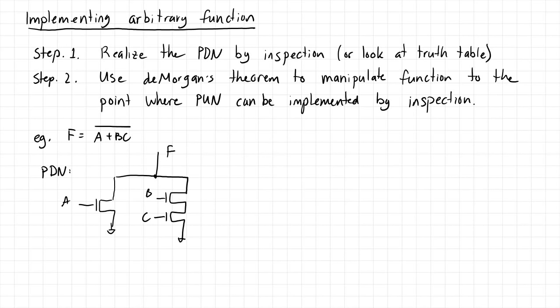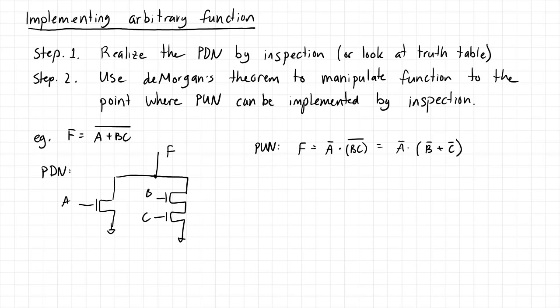The pull up network, we have to do a little bit of work. Remember we have F equals A or B and C all barred. So what we're going to do is use De Morgan's theorem to simplify this formula a little bit. I'm going to essentially take that top bar that's barring everything and bring it down into the formula. So this is equivalent to A bar and B and C barred, which is equal to A bar and B bar or C bar. So that's a direct application of De Morgan's theorem.